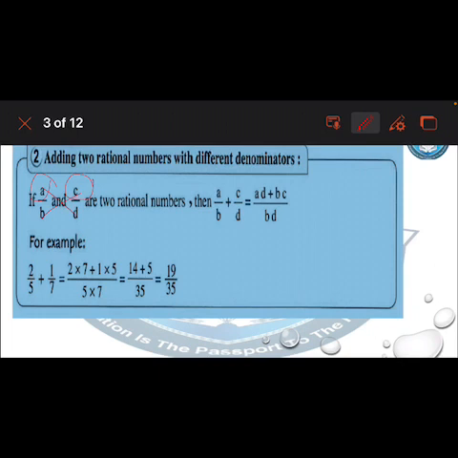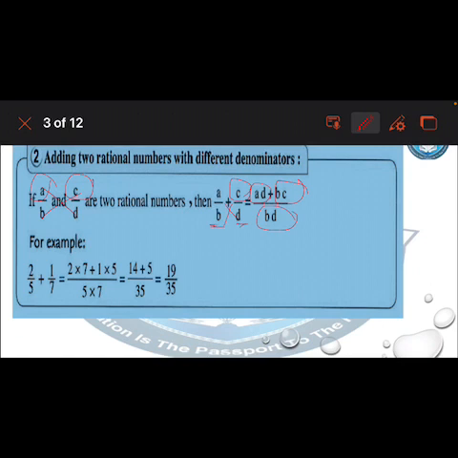Let's see it. a over b and c over d. How to do the addition? I will multiply the two denominators, b multiply d. Then I will multiply first numerator a with second denominator d, a d, plus the first denominator b multiply the second numerator c, b c.